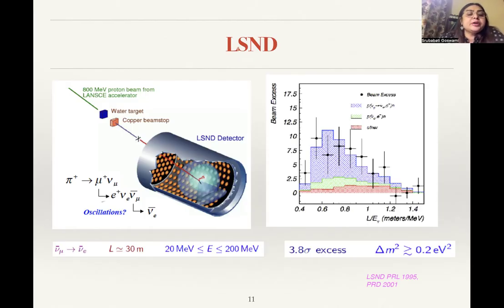The LSND experiment was measuring ν̄μ to ν̄e oscillations, and this ν̄μ was generated from meson decays, about 50 MeV mean energy type of mesons, covering a distance of 30 meters. The LSND experiment observed a 3.8 sigma excess over the standard model background. If this is due to oscillation of ν̄μ going to ν̄e, then that requires a Δm² of the order of 0.2 eV².